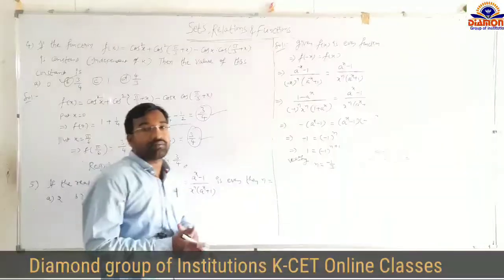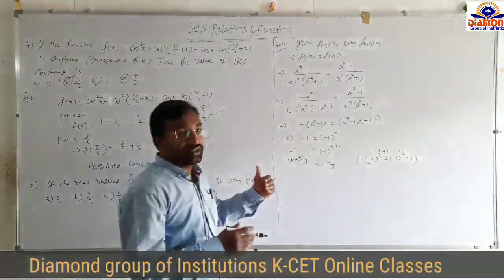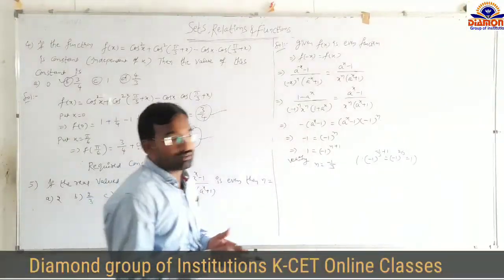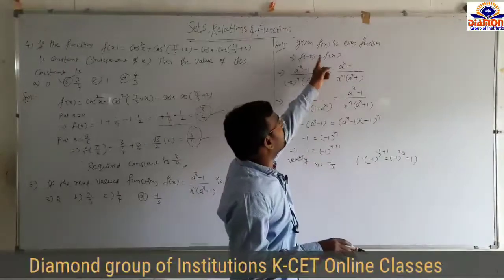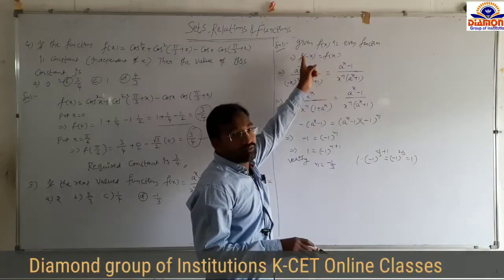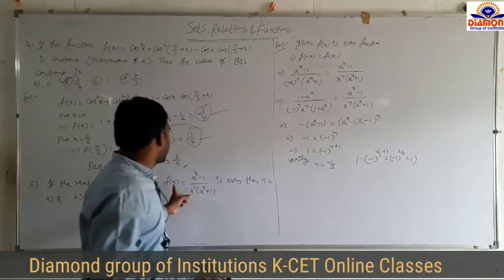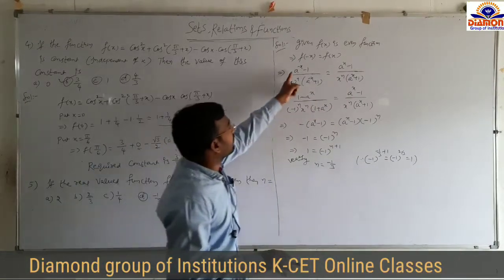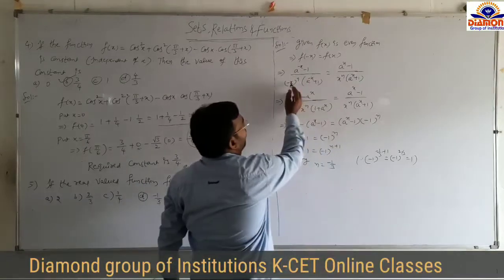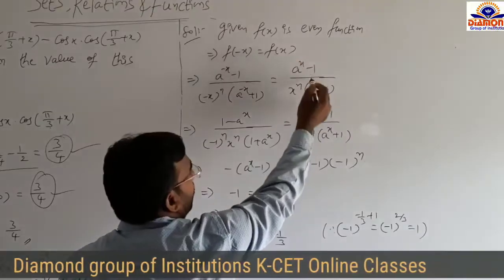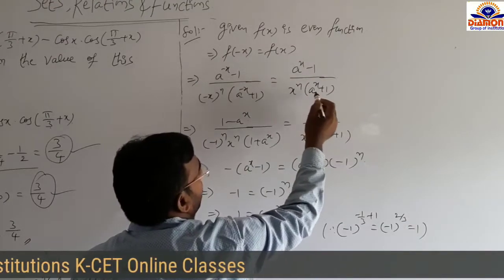f(x) is even means if you replace x by −x, you again get the same positive value. That means f(−x) equal to f(x). So substitute here in f(x), x replaced by −x. So (a^(−x) − 1)/((−x)^n (a^(−x) + 1)) equal to f(x), that is (a^x − 1)/(x^n (a^x + 1)).